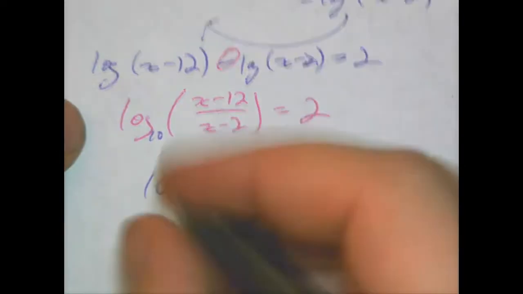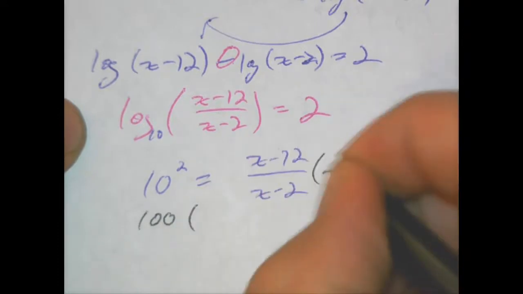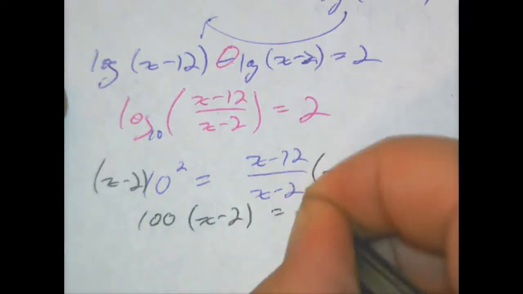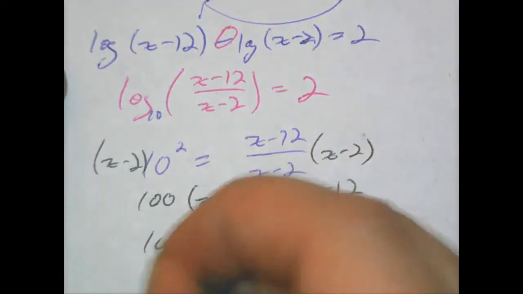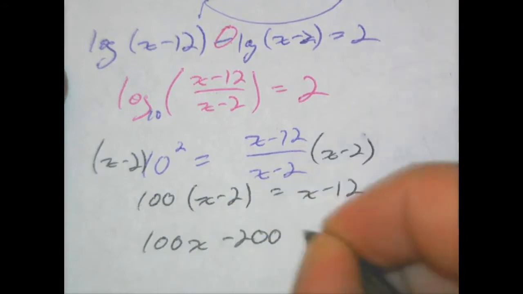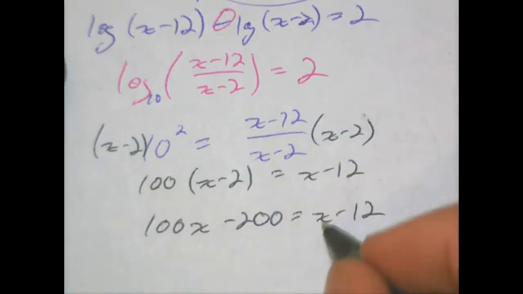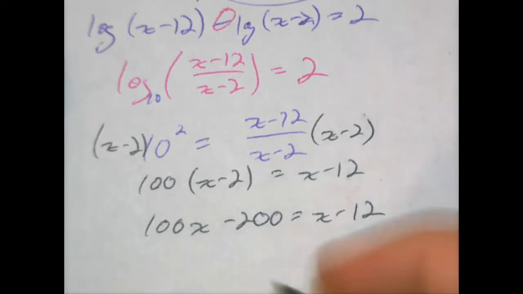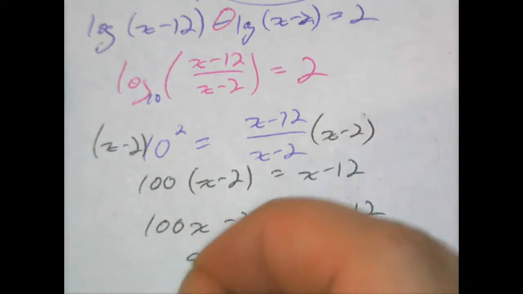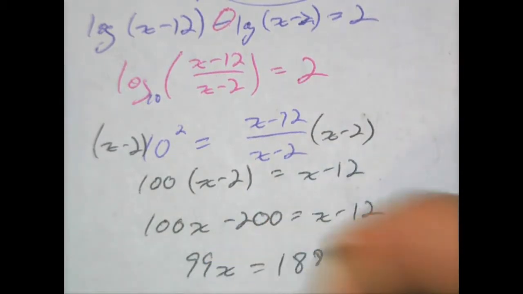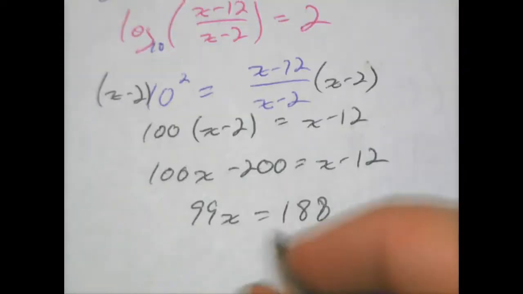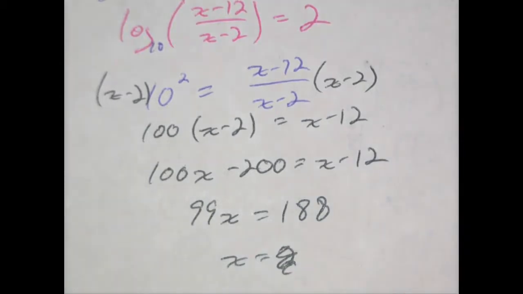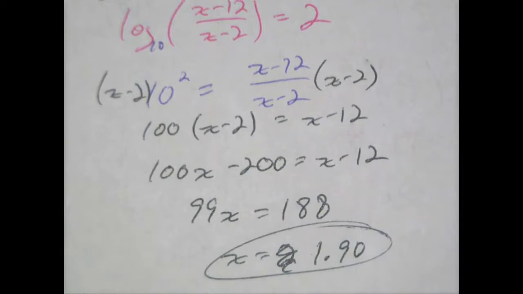10 to the second power is 100, so I have 100 times, since I'll multiply by x minus 2 on both sides, times x minus 2 equals x minus 12. So I have 100x minus 200 when I distribute equals x minus 12. I will move over this x, so I will get 99x, and I will move over this 200 by adding it, so I will get 188. So I have 99x equals 188. And when I do the division by 99, x is equal to... I wrote a 2. It's not really 2. Hang on. Even though it does round to 2, make sure you give me the proper decimal.